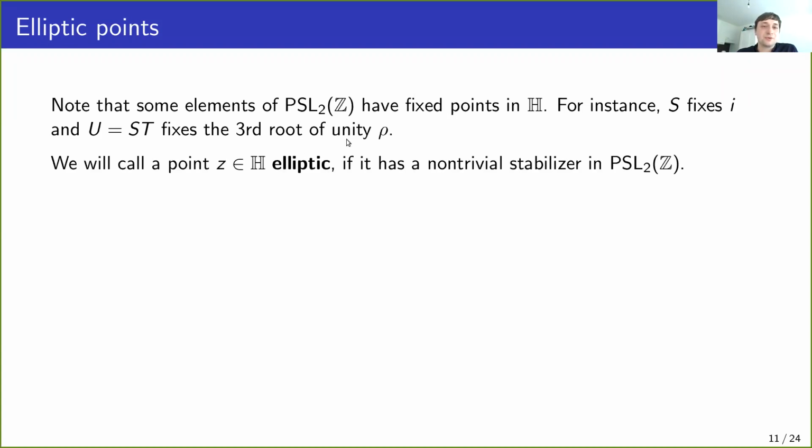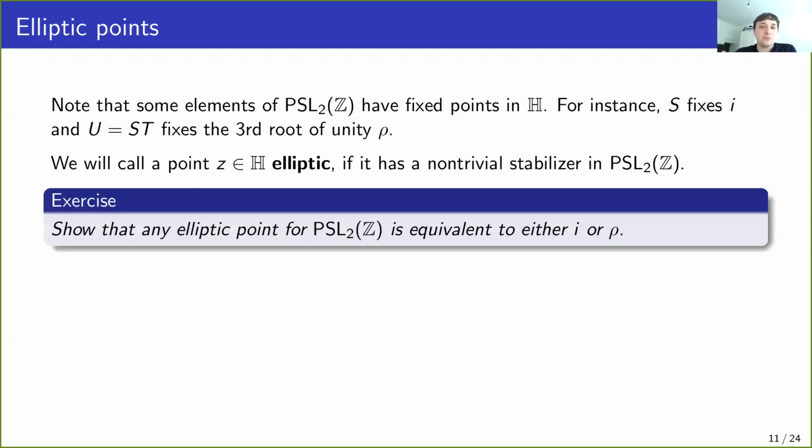so these points are called elliptic. This is just the definition: if a point has a non-trivial stabilizer in PSL2(Z). But one can actually prove that up to the action of the group itself, there are only 2 elliptic points. So what I mean to say is that under PSL2(Z) equivalence, any elliptic point is equivalent to either i or to rho. And of course, these 2 points are not equivalent.